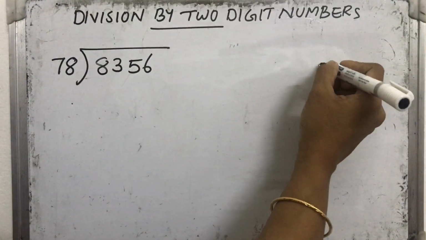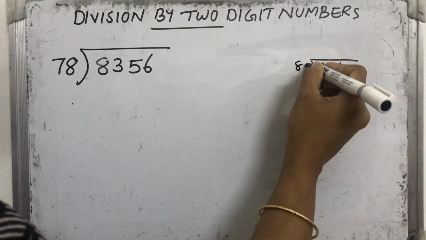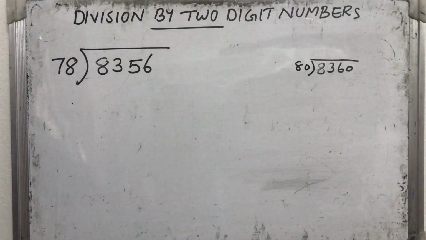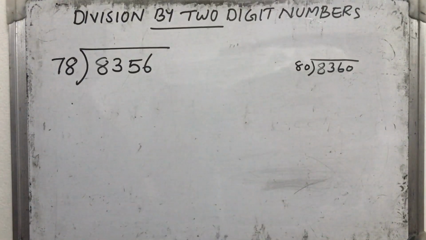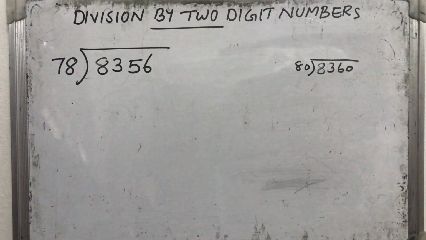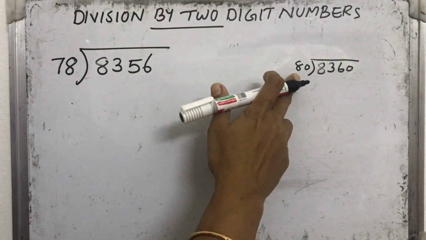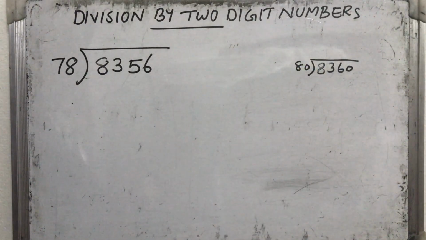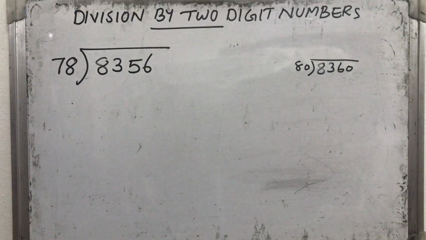So we just find this approximated answer by dividing these numbers by 80. That will be easy, because we can find the multiples. 1 into 80 is 80, 2 into 80 will be 160, like that. If you know the table of 8, then it will be easy to find the table of 80 also. You only need to add a 0 at the end.